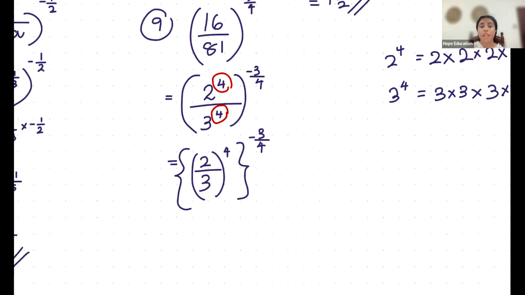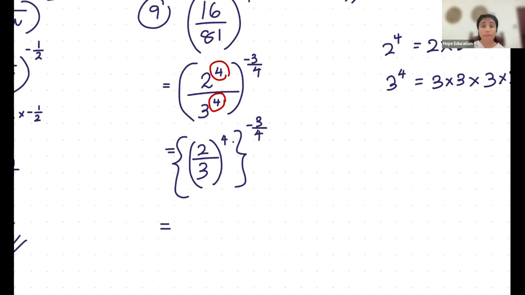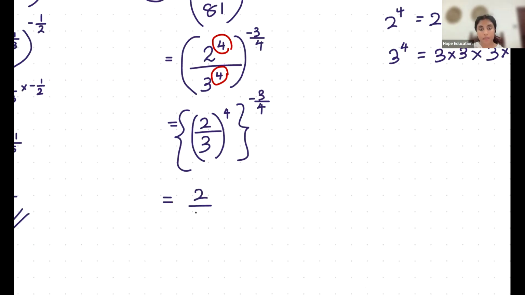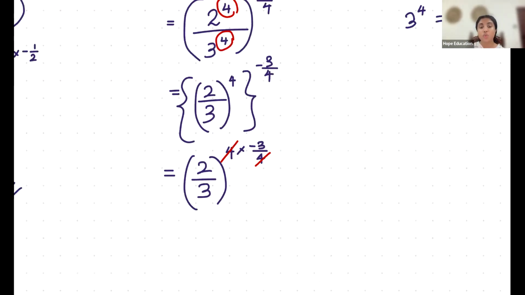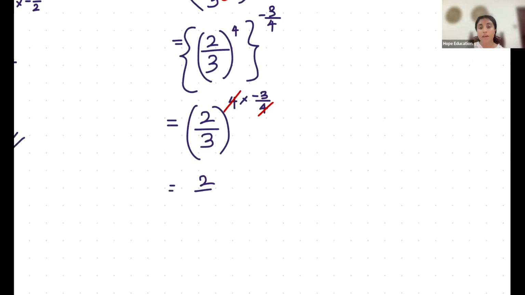Okay. Now we have two powers which are separated by brackets. Here I have power 4. Here I have power minus 3 over 4. So two powers which are separated by brackets. So I can write it like this. You know two powers which are separated by brackets means you have to multiply. 4 multiplied by minus 3 over 4. So here 4 and 4 cancel. What I have remaining is 2 over 3 to the power minus 3.